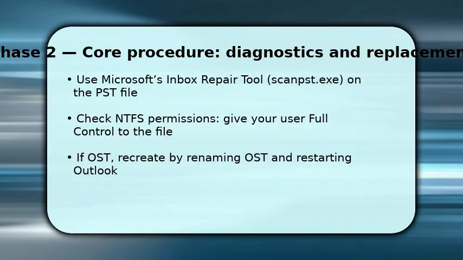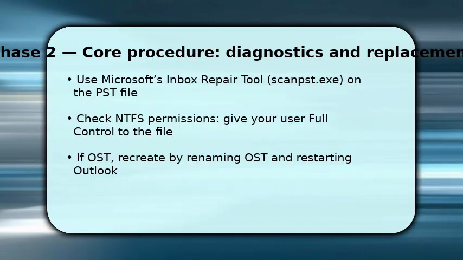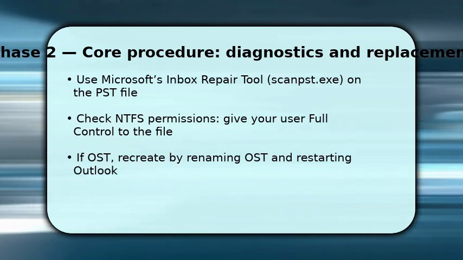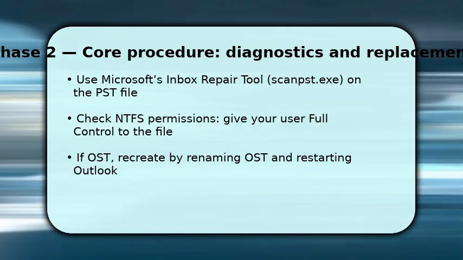If the file is locked, check file permissions, grant your Windows user full control on the file and parent folder, then retry. For OST files, rename the OST to .old so Outlook creates a fresh copy on launch. This solves sync-related access failures. Make sure antivirus isn't actively scanning the file while you perform these steps.